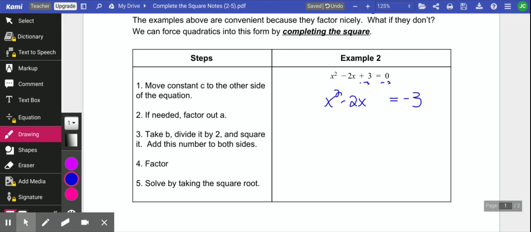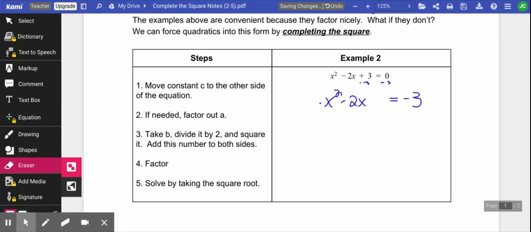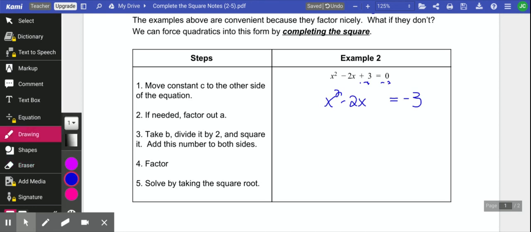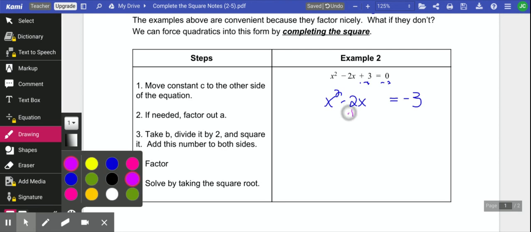If there is an a term, if there's a number out here in front, you need to factor it out. Fortunately, there is not on this one. We'll see one like that in a little bit. And then we're going to take this middle term, b, divide it by 2, and square it. So negative 2 divided by 2 is negative 1, and negative 1 squared is 1. So we're going to add 1 right here.